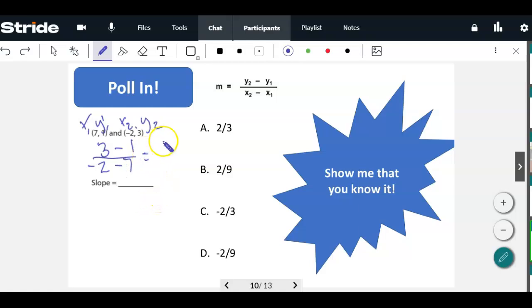All right, 3 minus 1 is 2. This becomes plus negative, so that's -9. You can always use your calculator to help. So -2/9. That cannot be simplified. That is our slope.